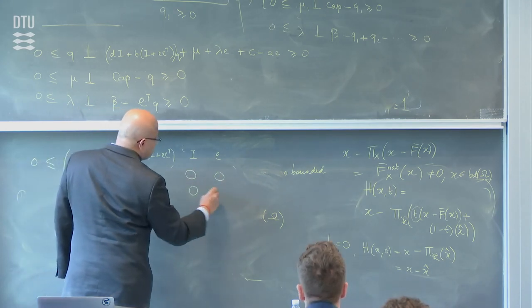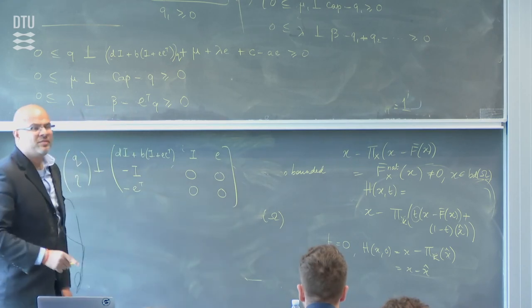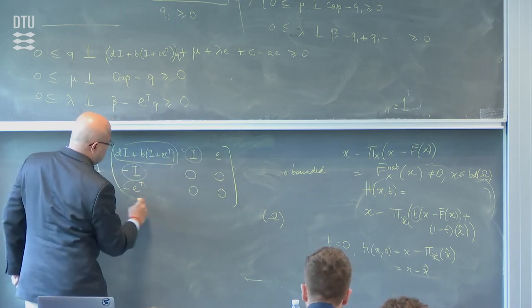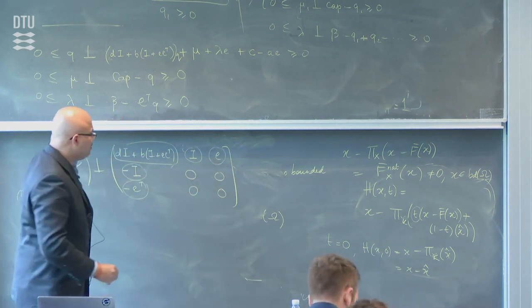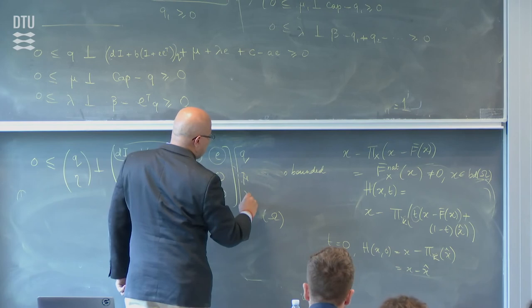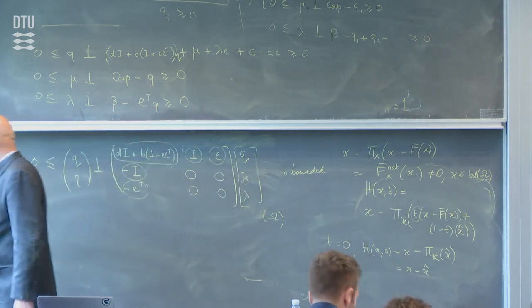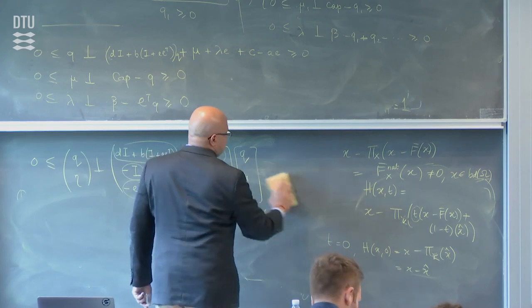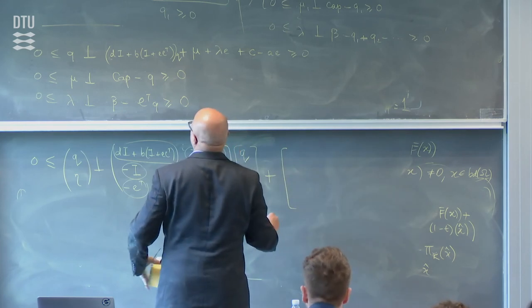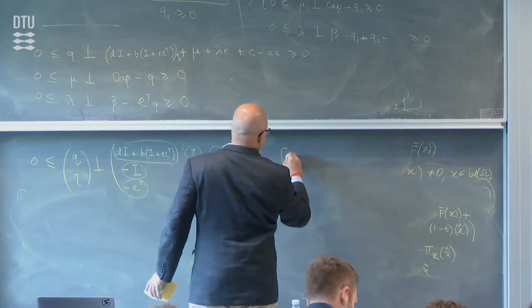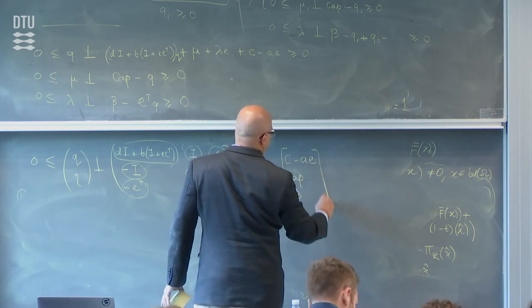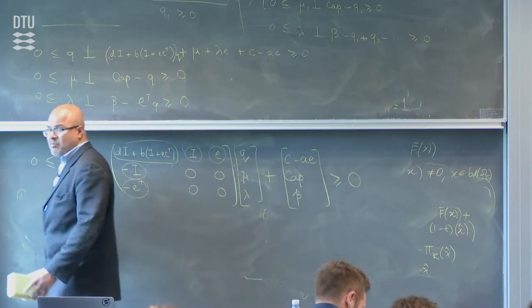Now, whenever you do these things, right, you should be thinking, it looks like it should be skew symmetric. Look, this is symmetric and this is skew symmetric. Okay? And now you're left with Q mu lambda. And what you're going to be left with here is C minus AE, capacity, and beta. That's the complementarity problem, right?